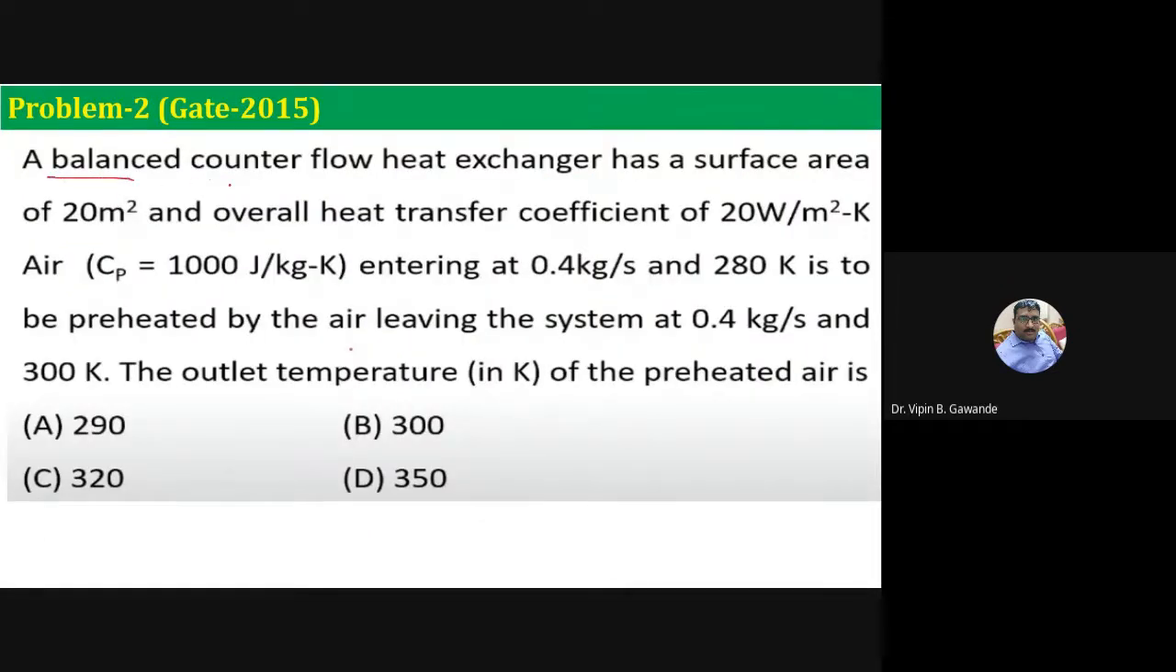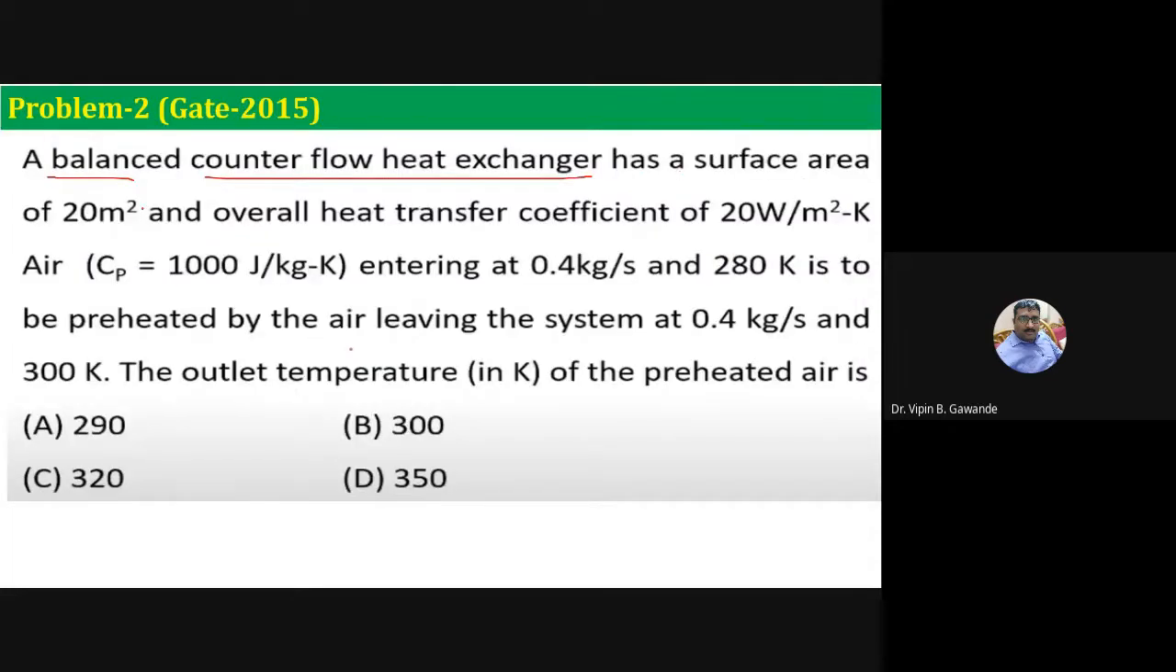A balanced counter flow heat exchanger. Again the same thing, the counter flow heat exchanger is given. So what is the diagram for the counter flow heat exchanger? It looks something like this. Here this is the counter flow heat exchanger, this is TH1, this is TH2. Now the lower temperature, this is TC1, this is TC2. This is theta 1, this is theta 2.